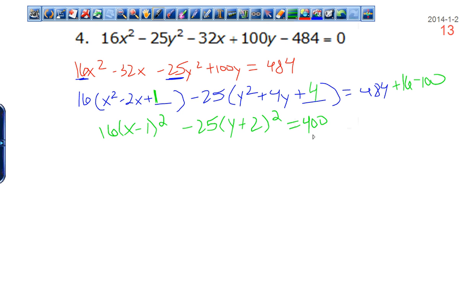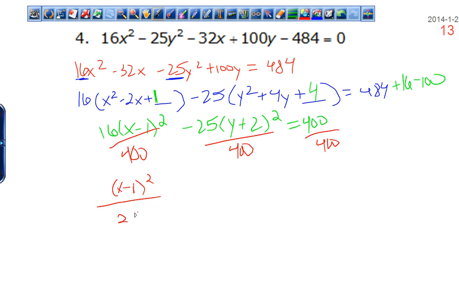Last thing we do is divide everything by 400. And so when I did this 16 divided by 400, you can work this two ways. You can get a fraction and reduce, or you can do 400 divided by 16 is 25. And then 400 divided by 25 is 16. Sometimes they flip-flop. Most of the time they will. This time they did. Sometimes they won't. It's whatever. And then last thing, let's go ahead and graph this.